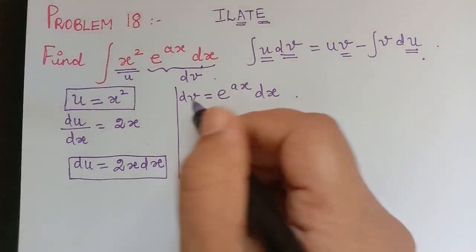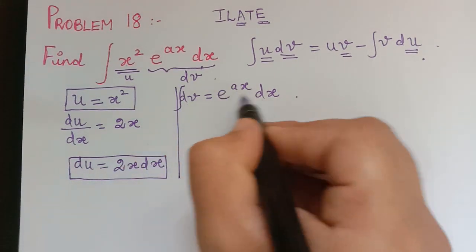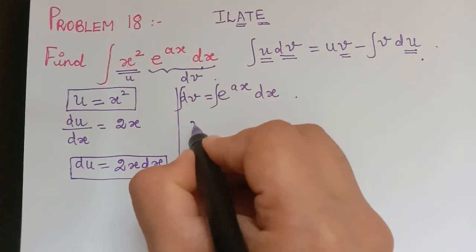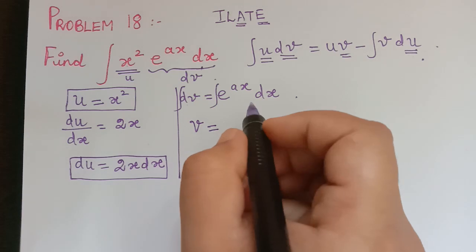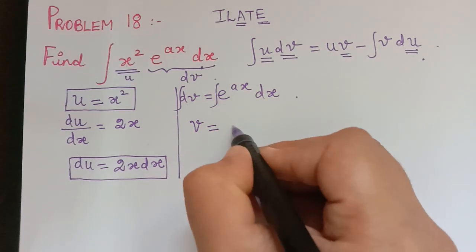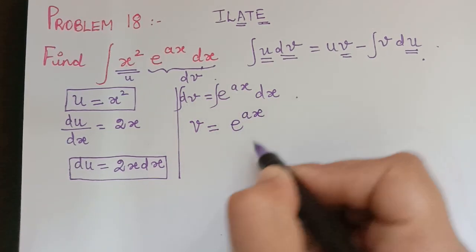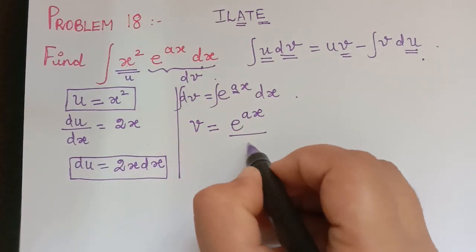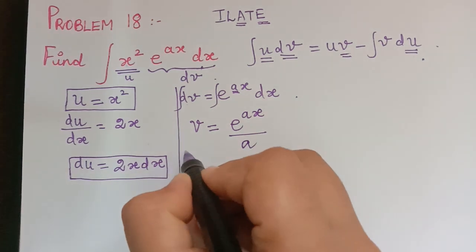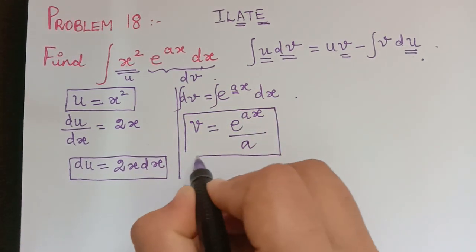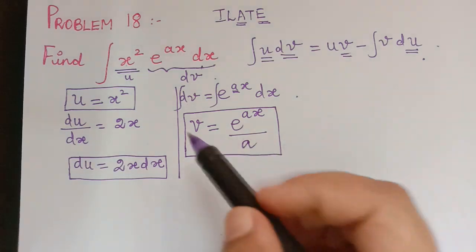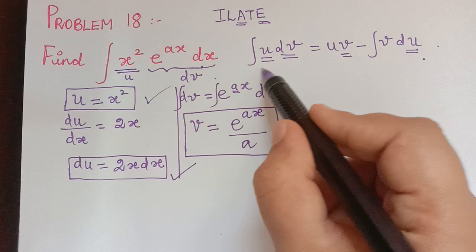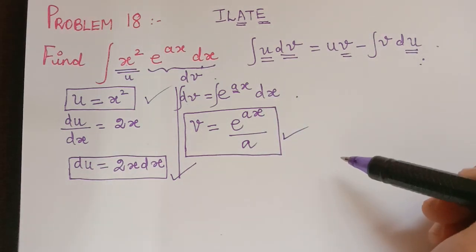Now in order to find v, we have to integrate dv. So when we integrate dv, we obtain v, which is equal to the integral of e power ax, that is e power ax divided by the constant. So what is the constant here? a is the constant, so we divide by the constant a. So v is equal to e power ax divided by a. Now we have to substitute u, v and du in this formula. So let us see that now.